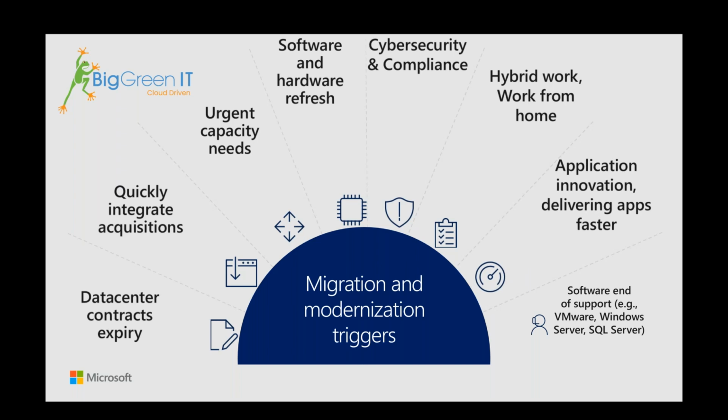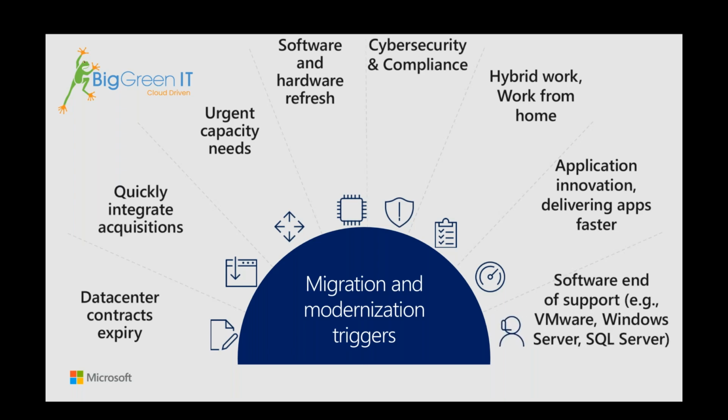So building on the hybrid work from home trigger, Azure allows you to bring the way you develop, deliver, and scale apps more efficiently and quickly, whether that's through Azure App Services, Azure DevOps, Azure Kubernetes Services. So these and many other solutions allow you to deploy apps faster and make them more accessible to your employees and your customers. And then software end of support, like I mentioned earlier. Maybe you have a specific application running on VMware or Windows Server, SQL Server. This may be one of the triggers that make you think of moving to the cloud.